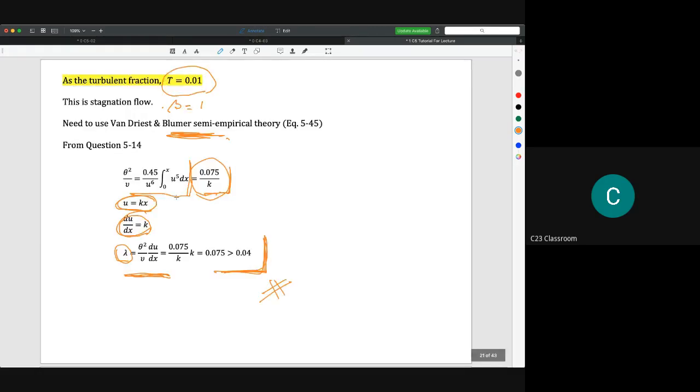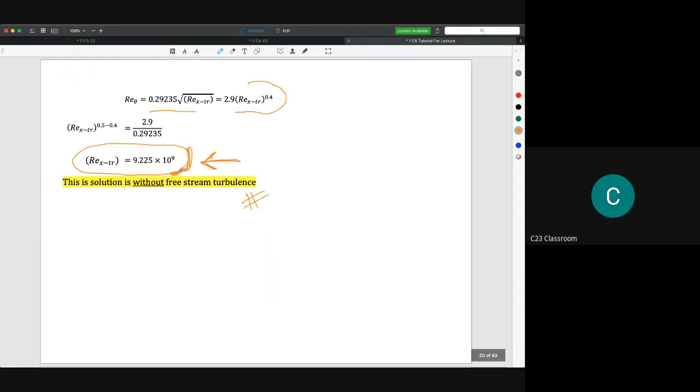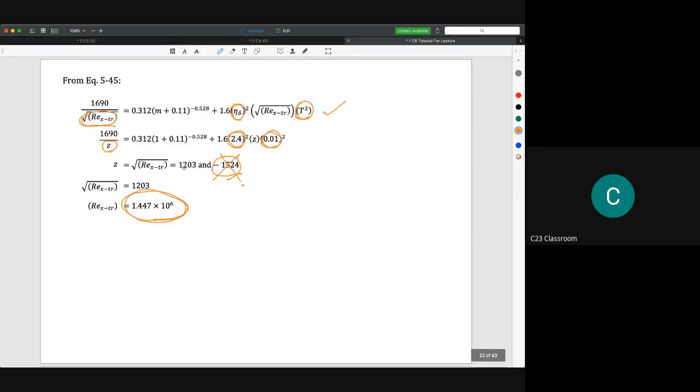So if we see the previous one is 9 times 10 to the power of 9. So you could see that without free stream turbulence, the Reynolds transition is quite a lot longer. So it occurs at the high Reynolds number. But if the free stream already has turbulent elements, then the transition occurs earlier, so it is at 1.4 times 10 to the power of 6.